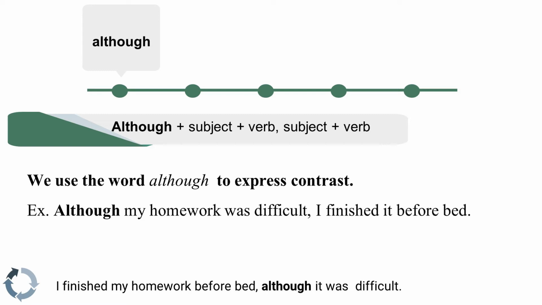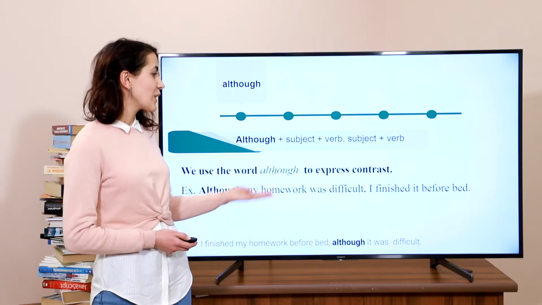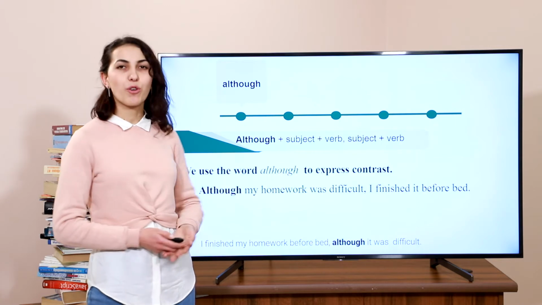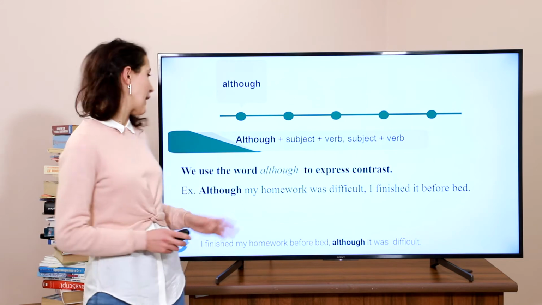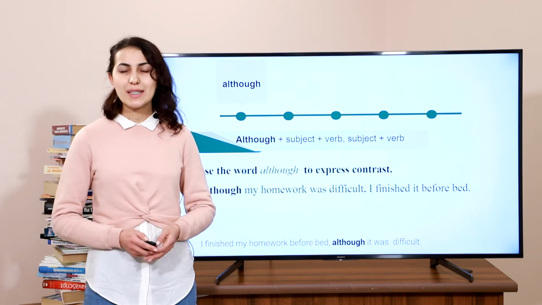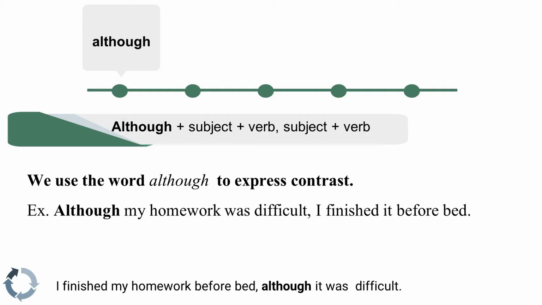Although is a connective which connects two contrasting ideas. The first contrasting idea is the fact of homework being difficult, and the second one, he finished it before bed. So we see two contrasting ideas connected with the connective although. In the sentences, it should have such position. Although may come first, then it should be followed by subject, verb, and the next clause, the first member should be subject and then the verb.